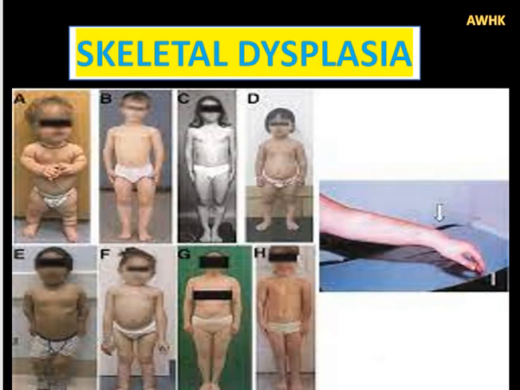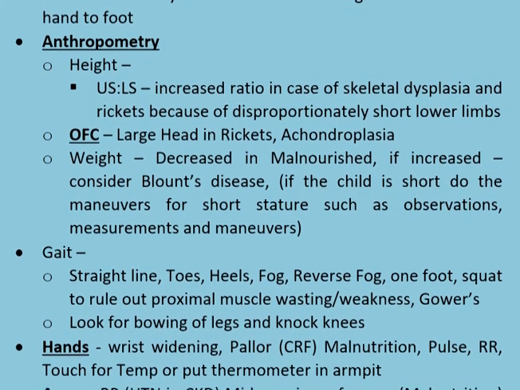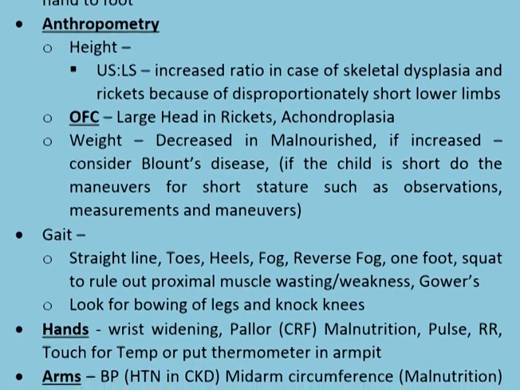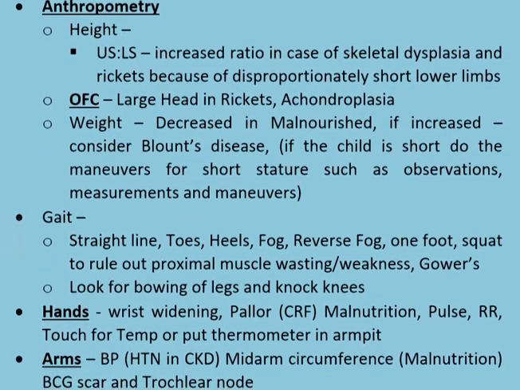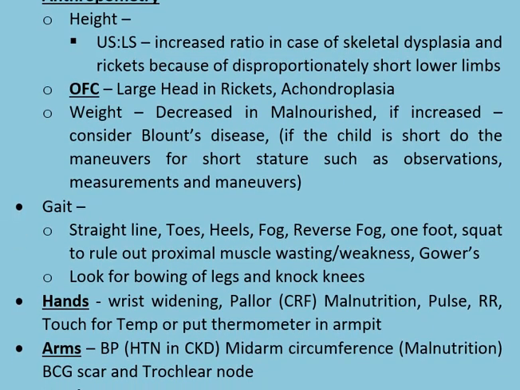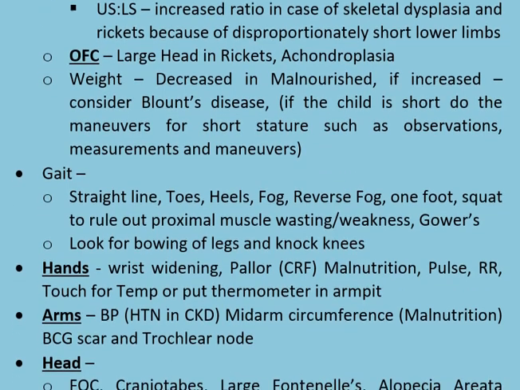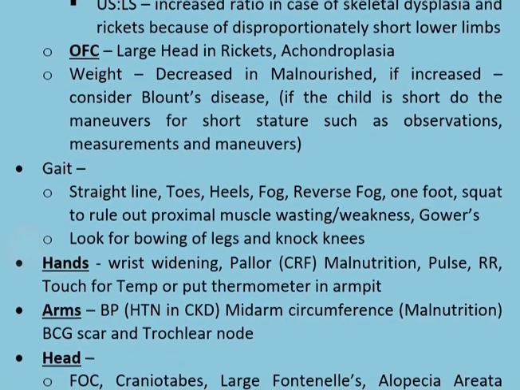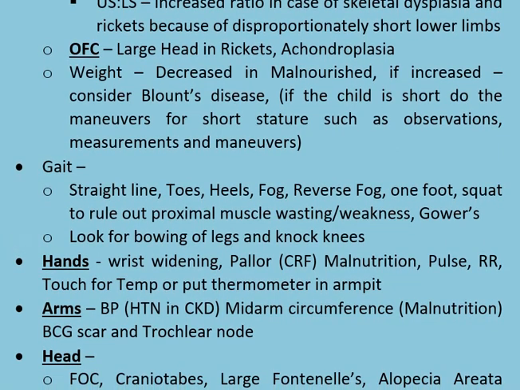So this is a pictorial representation that is showing the disproportionately short stature, like in A, you see that the kids have disproportionately short limbs. Then after doing this, you start from the hand. First check the wrist widening, pallor in chronic renal failure, chronic kidney disease, malnutrition, respiratory rate, pulse or respiratory rate if you have not done before, touch for the temperature, put thermometer in armpit. Then in the arms check the blood pressure if you have time, mid-arm circumference for the malnutrition.